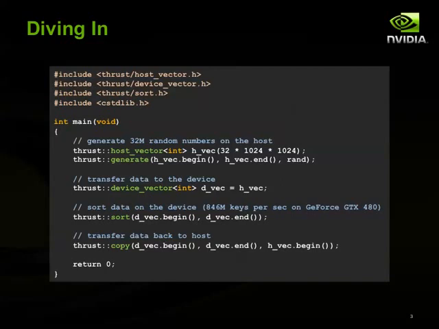On the device now, in this dvec, we're going to sort the data, and I have a little note here about the performance that we get on the device. It's over 800 million keys per second, and that may not sound too impressive to you, but later I'll show you what you get on the CPU using the STL. And lastly, we can copy the results, the sorted results, back from the device to the host.